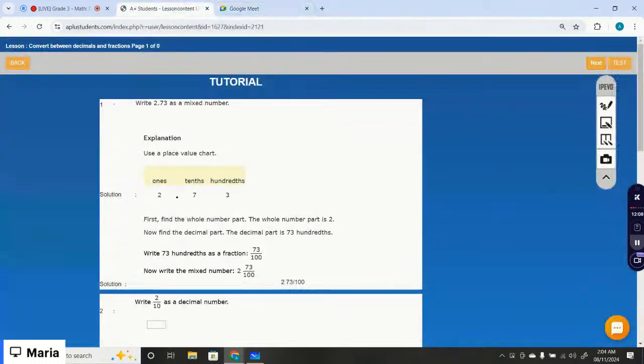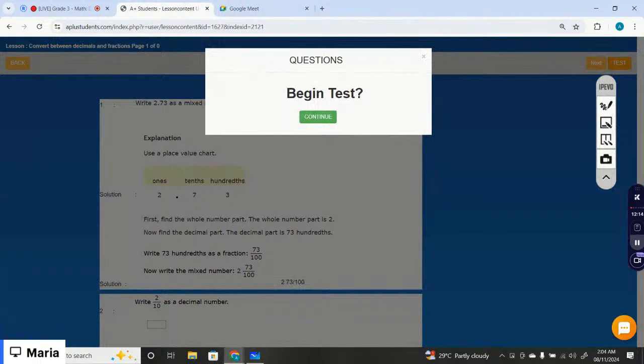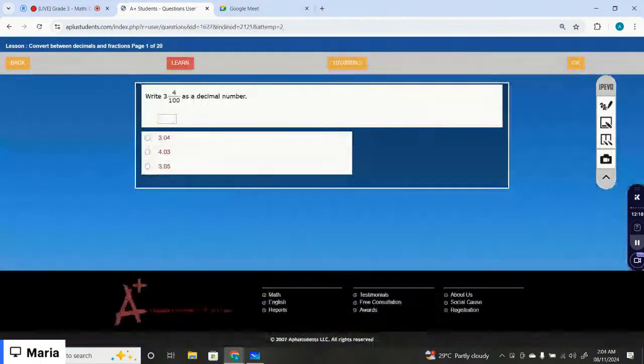Let's start with the test question. Let's see how we convert between decimals and fractions. Write 3 whole 4 by 100 as a decimal number. You are given the mixed fraction form, and you need to write it as a decimal number.